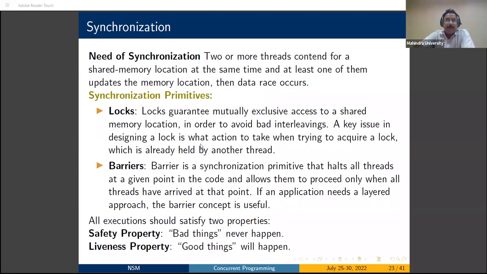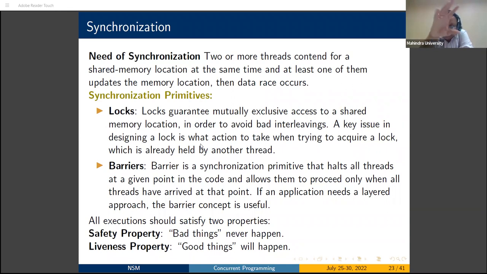Now, coming to the definition, right? Why do we need synchronization in a shared memory environment? If two or more threads contend for a shared memory location at the same time and at least one of them updates the memory location, that update should be visible to all the remaining threads. Then only we'll get the correct answer. Otherwise, we'll end up with data races.